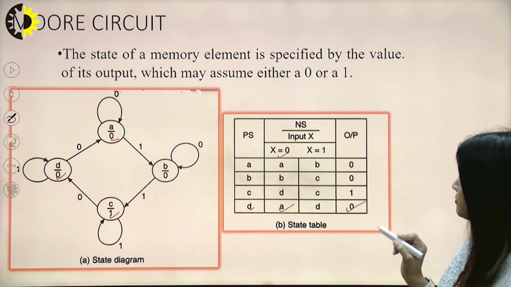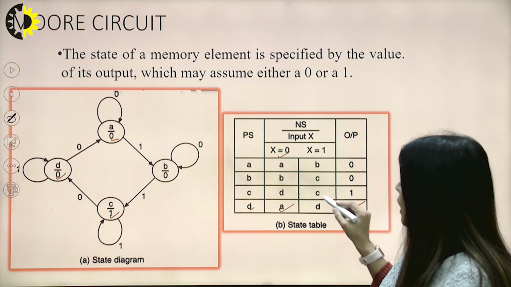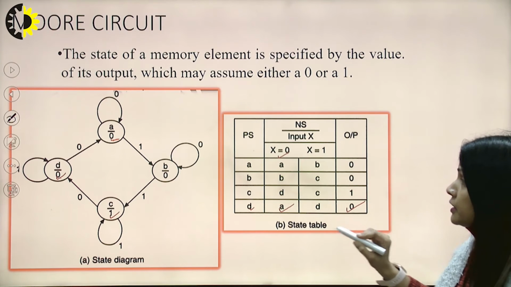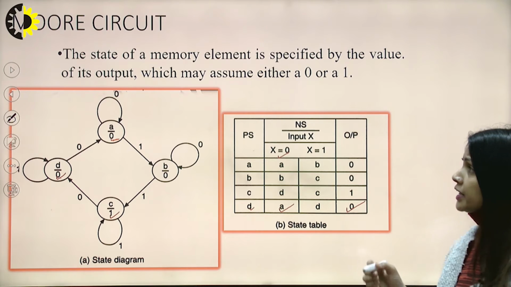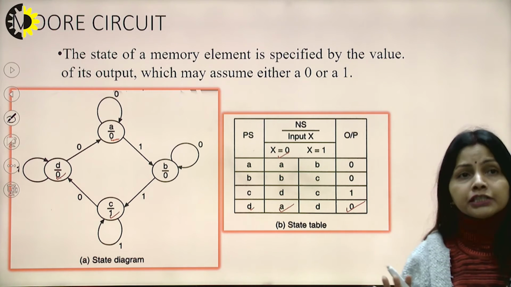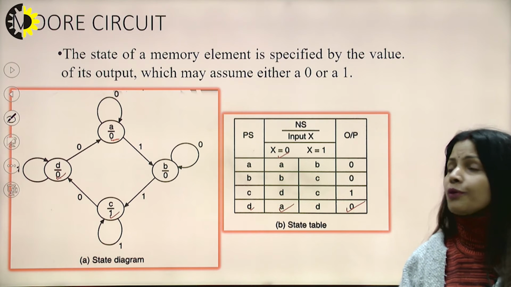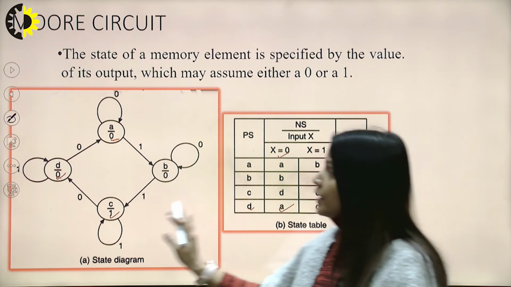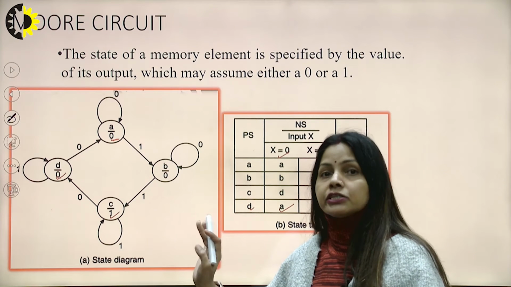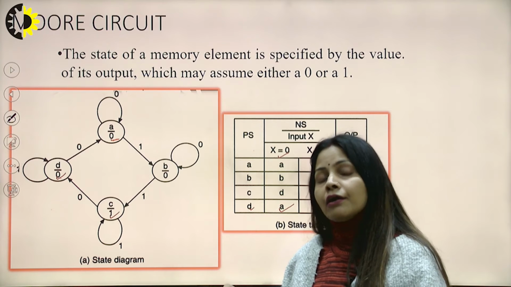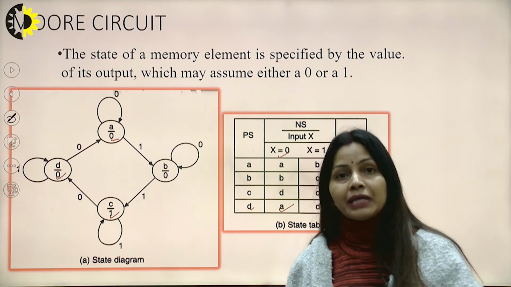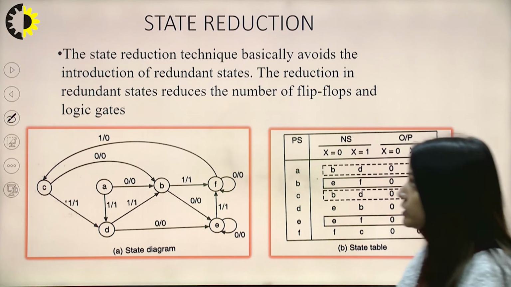So here this output is 1 always whenever there is a transition. The state of the memory element is specified by the value of its output, which may assume either 0 or 1. So this is another kind of representation. The representations are the same, and whatever is convenient to us we can use. We can either use the Mealy circuit or we can use the Moore circuit.